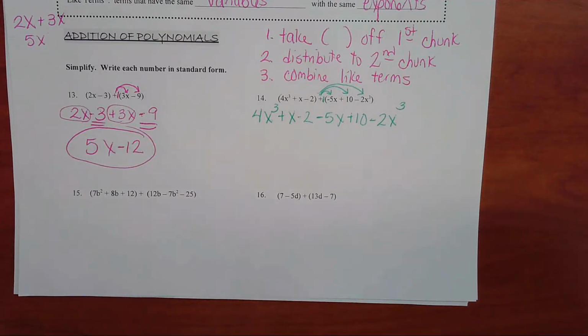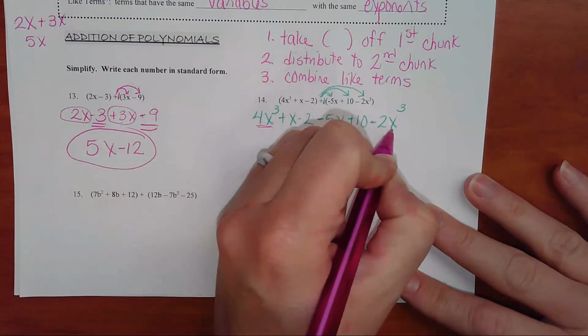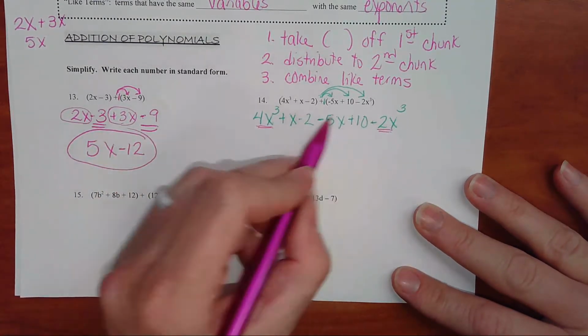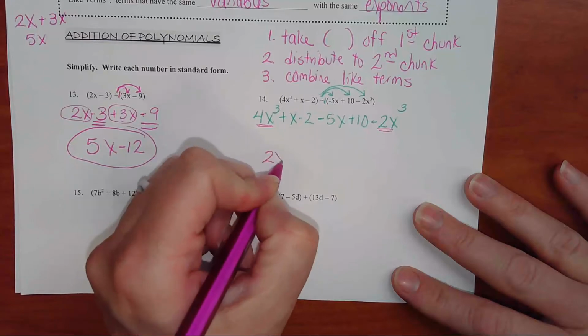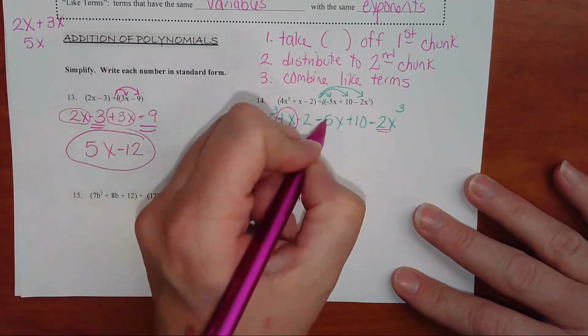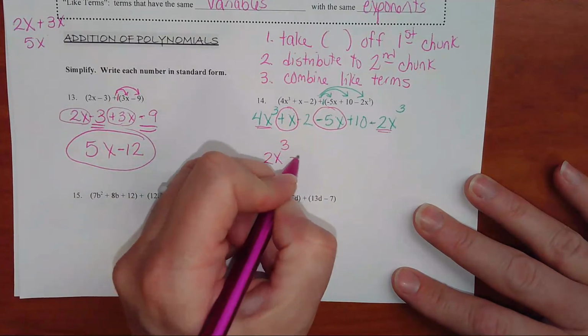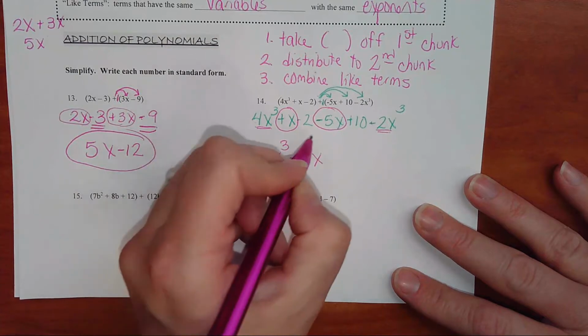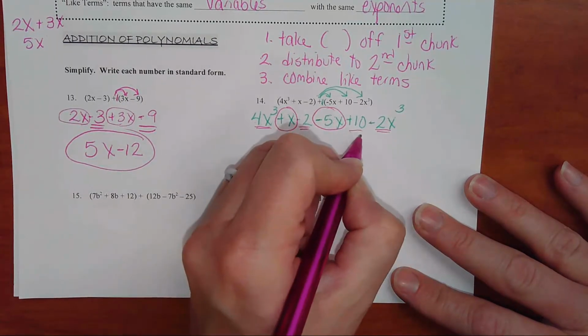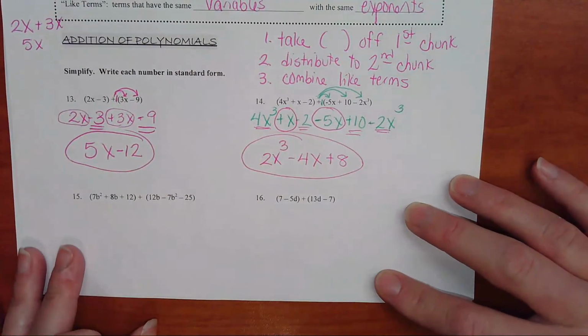But in a minute, you're going to see why you need to make sure you're distributing, trying to make your life easier down the road. So now combine like terms. 4 minus 2, because they're both x cubes. 4 minus 2 is 2x cubed. Positive 1x minus 5x. 1 minus 5 is negative 4x. We have negative 2 plus 10 is a positive 8.